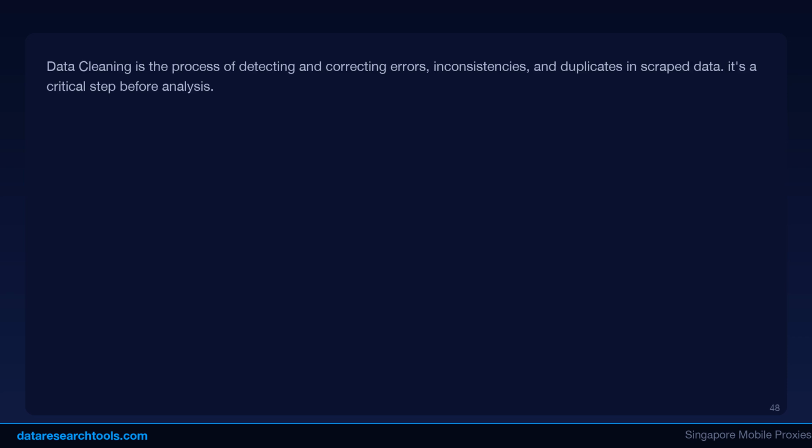Data cleaning is the process of detecting and correcting errors, inconsistencies, and duplicates in scraped data. It's a critical step before analysis. Deduplication means removing duplicate records from scraped data. It's essential when scraping paginated content or running recurring scraping jobs.